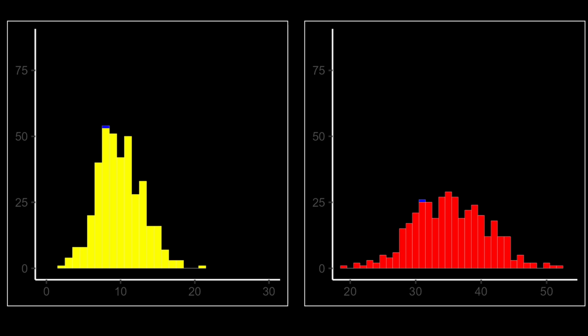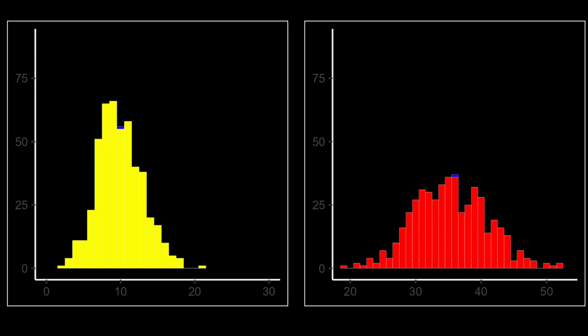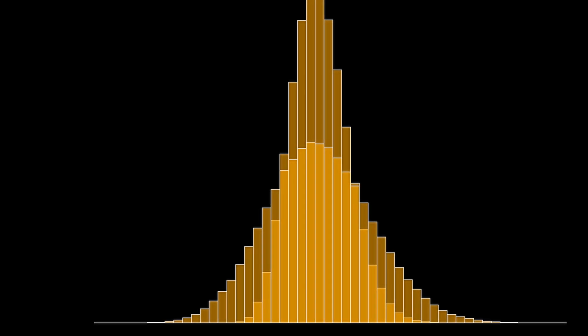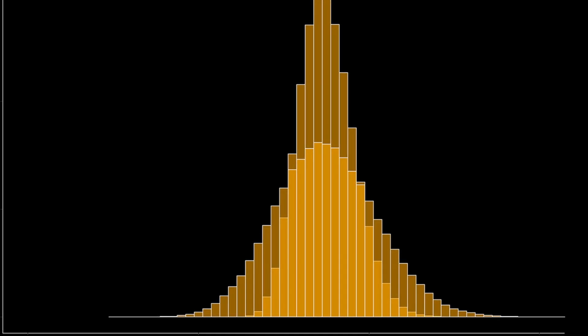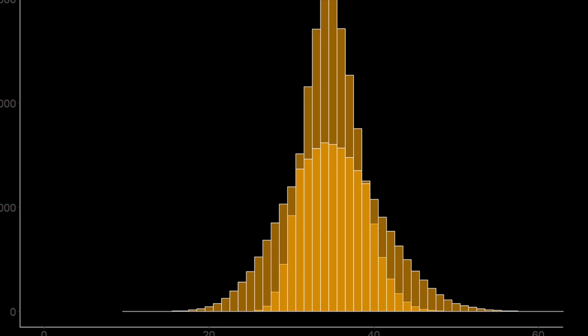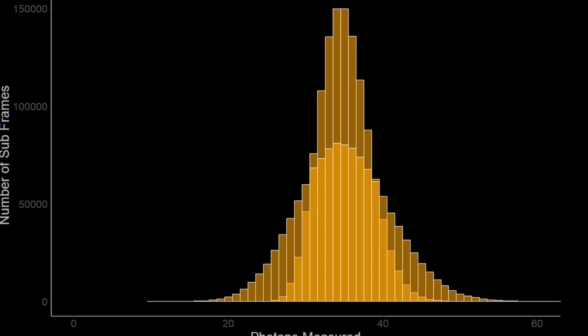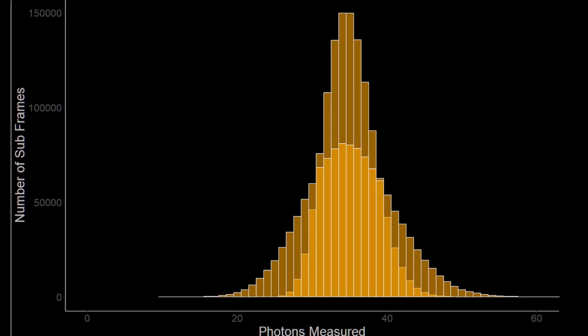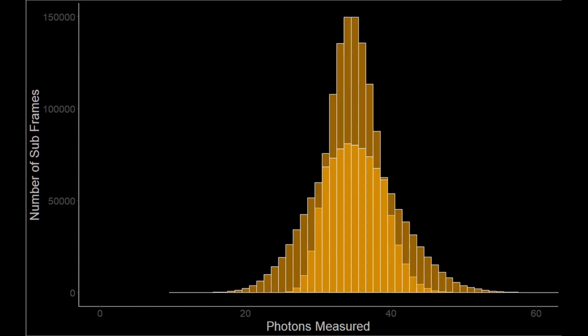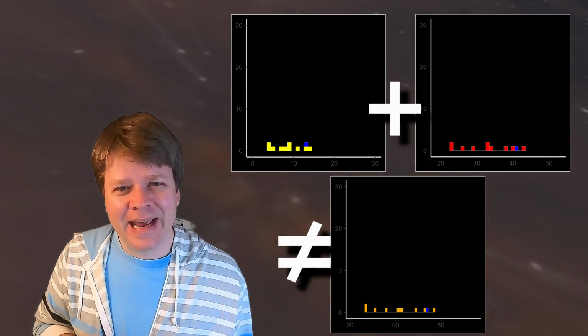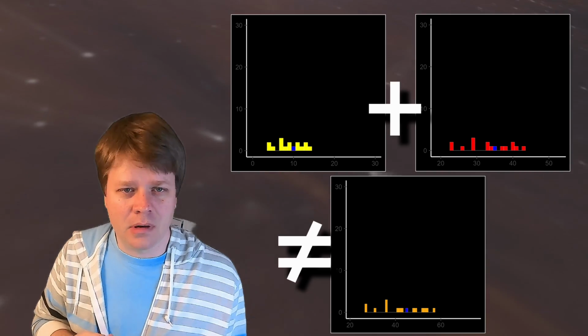If this were how the universe worked, our combined signal and light pollution would look like this histogram. We'd be so happy because we wouldn't have to worry about light pollution ever again. We could determine our signal much more reliably and create algorithms that could get great images with very limited data. Unfortunately, this is not how light pollution works. It doesn't care about our DSO signal at all.